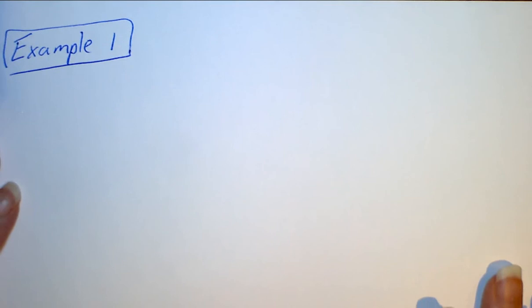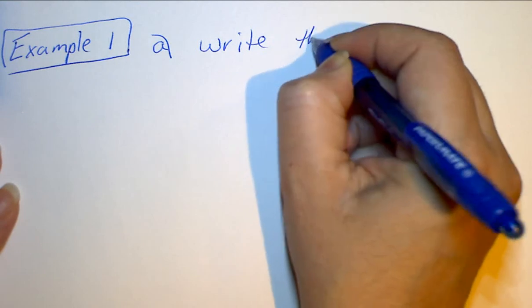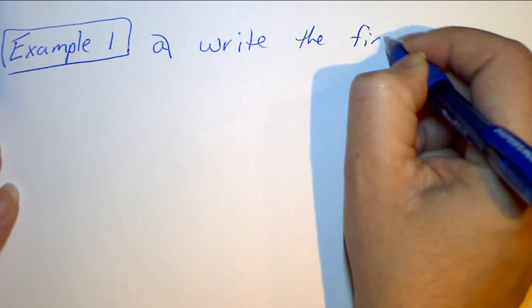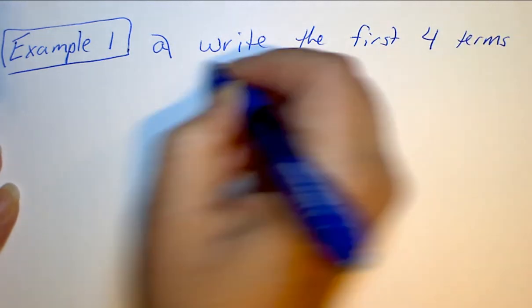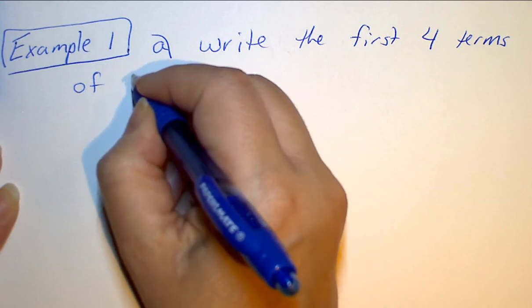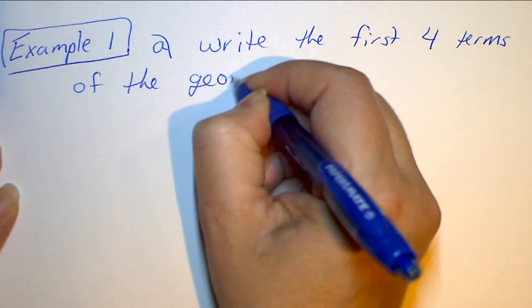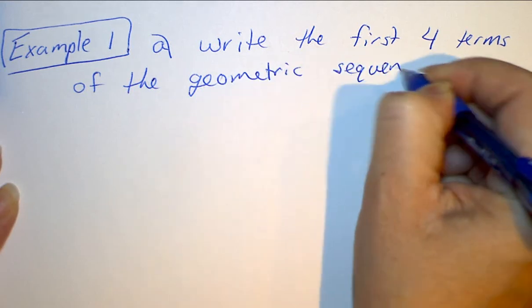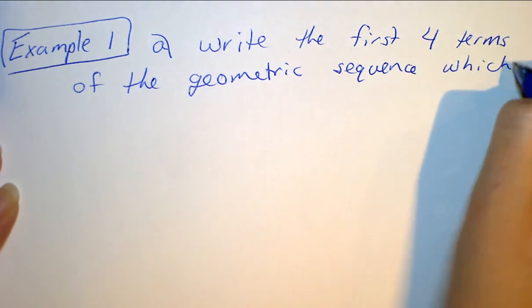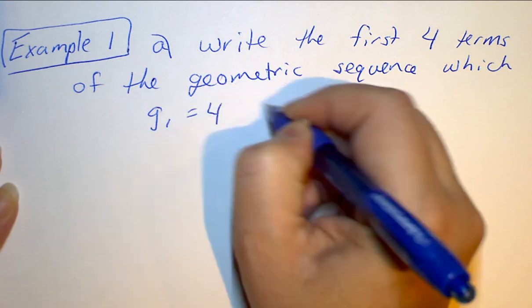Alright, example 1. First part, we're going to write the first 4 terms of the geometric sequence which has g1 is 4 and r equals 2.